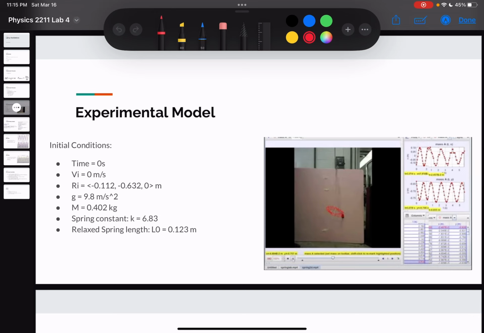So our experimental model, this is basically showing the initial conditions, and it's going to look like this. There's an object right here, and then it's moving in that direction, and that's from the spring.